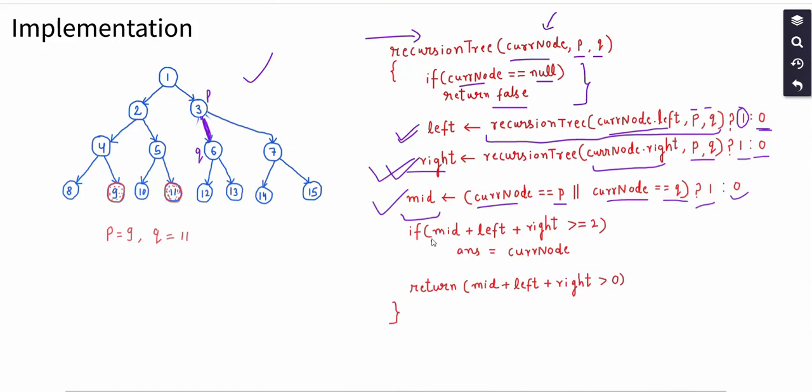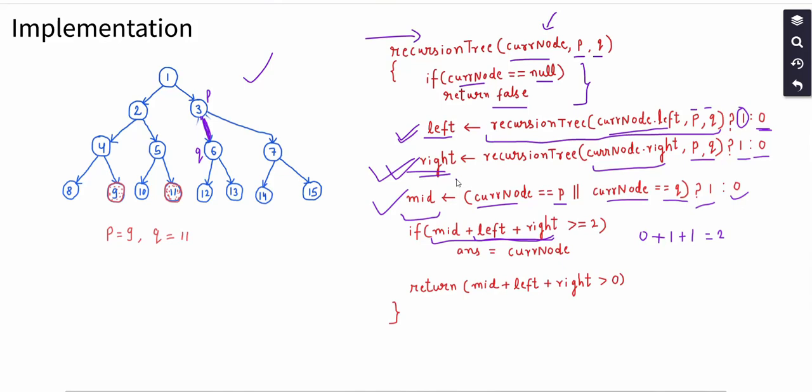And here we have 3 cases. If we have found our descendants in the left subtree and in the right subtree, then this will give us 0 plus 1 plus 1, that is 2. So this is one of the positive cases where we have found our LCA.